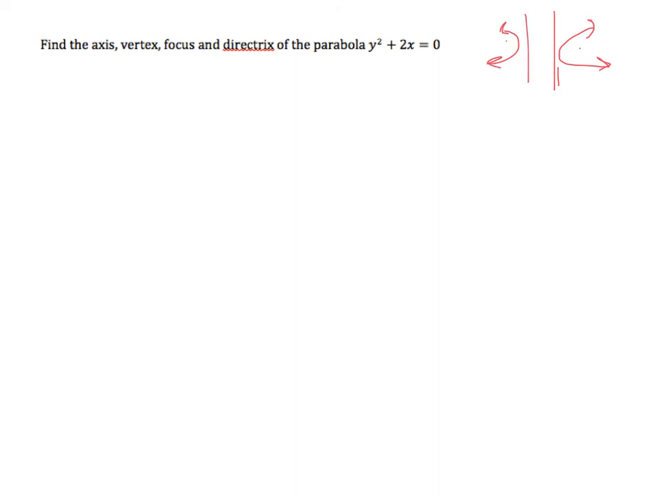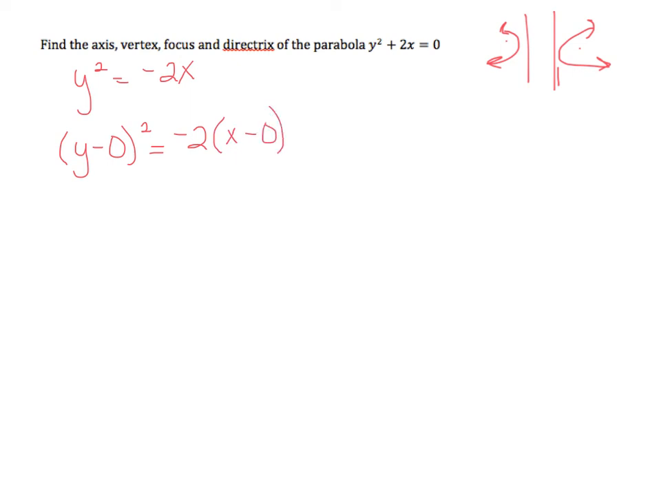I always want to separate my x's and y's. So what I'll do is y squared is equal to -2x. Luckily, I don't have to complete the square, but it is easier if we can see these things in vertex form. So I'm going to make the left side y minus 0 squared. And I'll make the right side -2 times x minus 0.